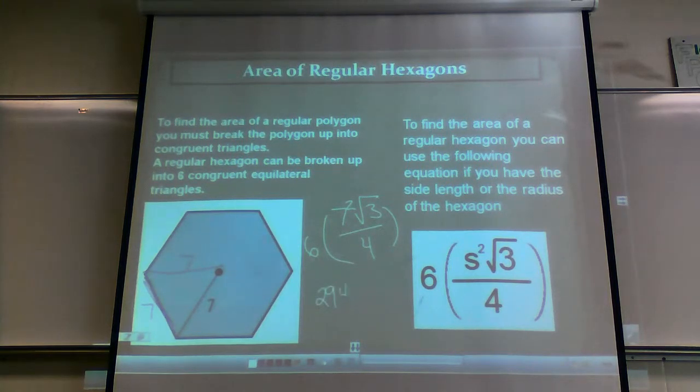So this becomes 294 over 4, which you really should reduce down. The top and bottom are both divisible by 2, so you should reduce it, although I probably would not take off if you left it there. Okay? Those are easy ones. The equilateral triangle and hexagons are easy.